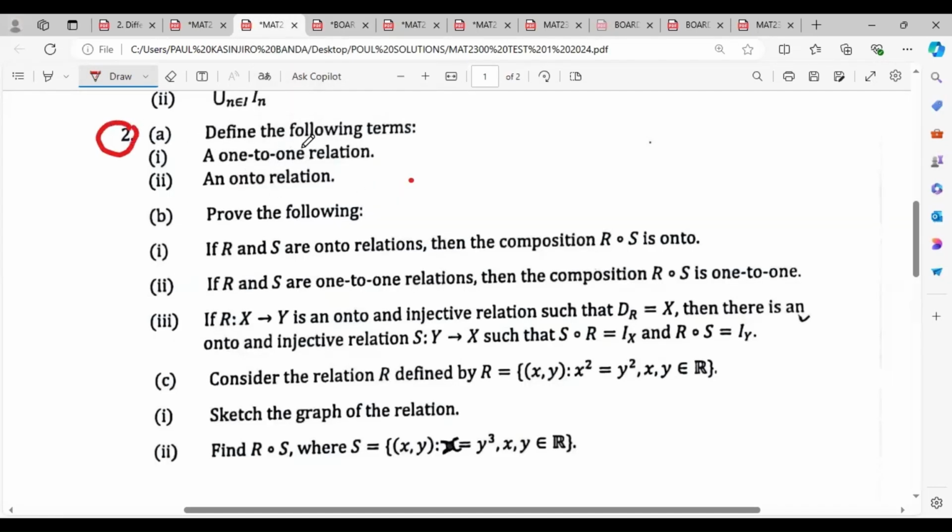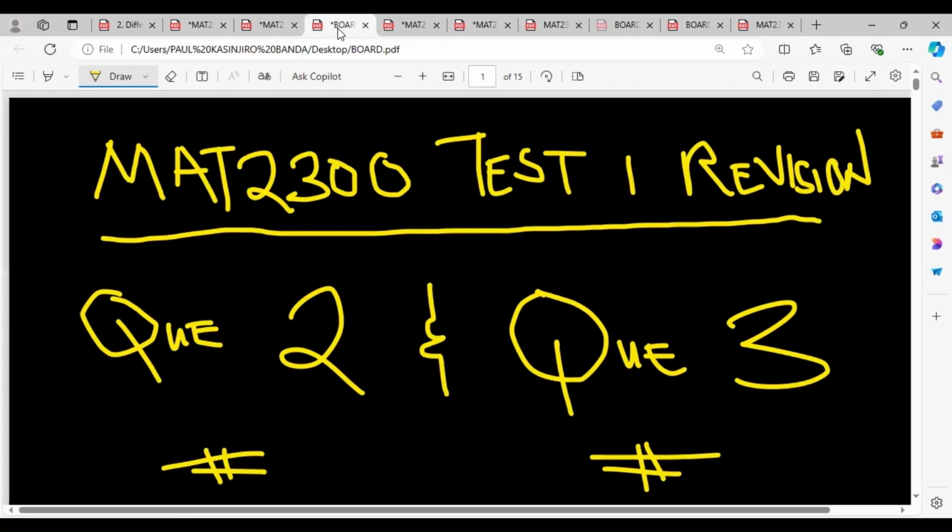And the first question there, they're saying, define the following terms: a one-to-one relation and an onto relation. So let's start from there. This is question 2. The first one there, they're saying define a one-to-one relation, and then they're also telling us to define what an onto relation is.